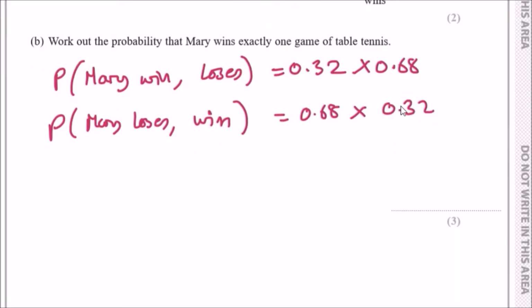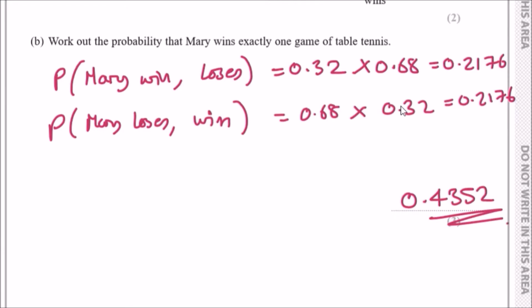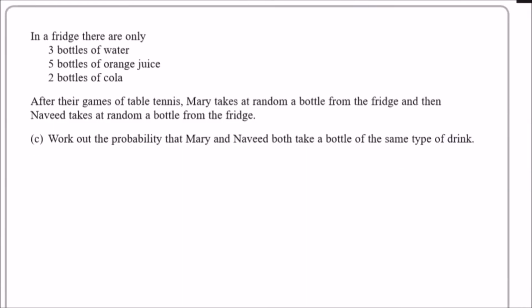So in your calculator, write them both out, so 0.32 times 0.68, and you should get 0.2176 for both. So therefore, adding them both, the probability that Mary wins exactly 1 game, the total probability will be 0.4352. Easy. All right, here we go. Next part, guys.